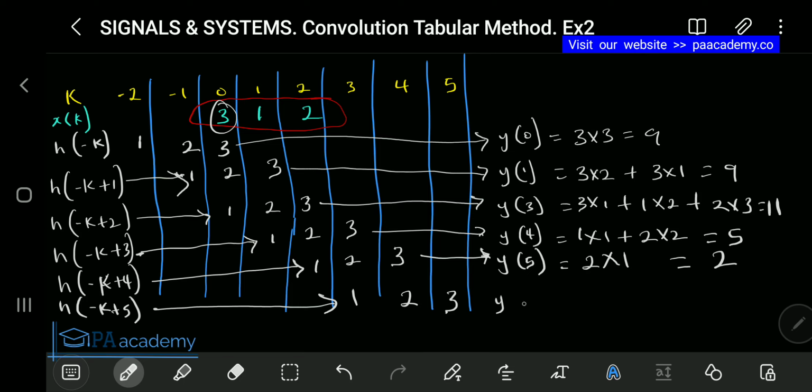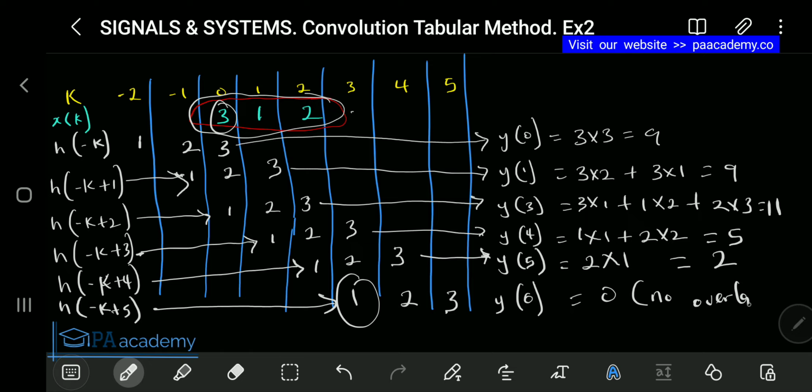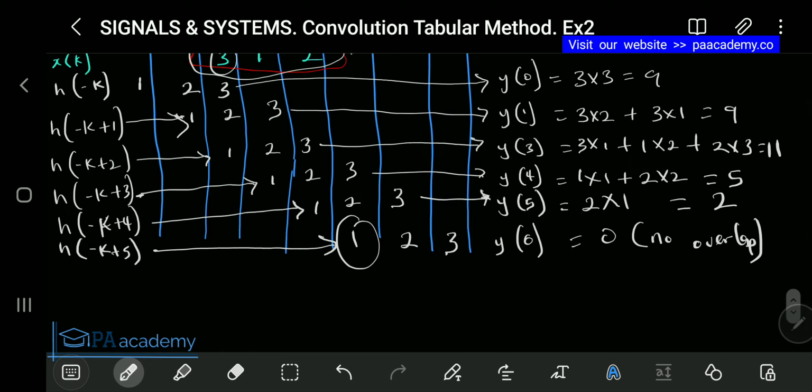So for this, it's going to be y of 6. You can see at this point now, it is already out of 312. It is no longer within 312 again. Because there is nothing here, we can just say that is a 0. Then you can write it in brackets, no overlap. Exactly. Alright, so basically, these are the values we need.